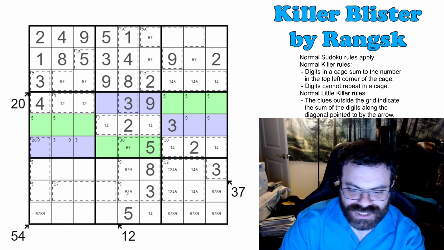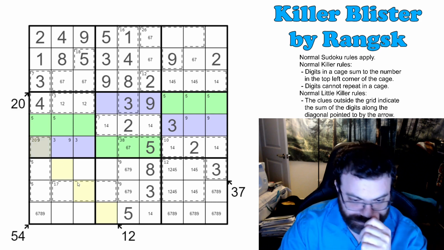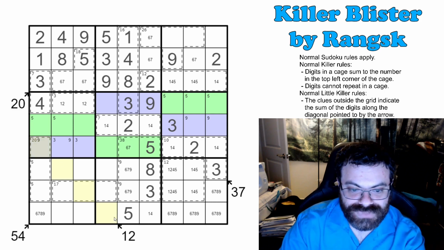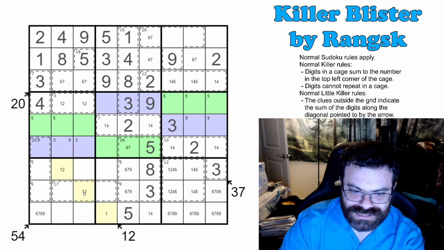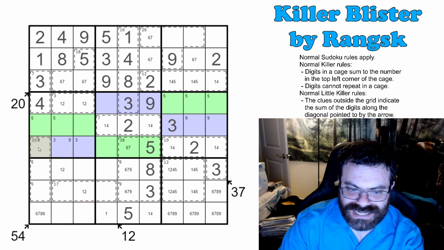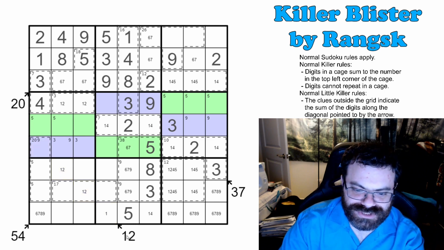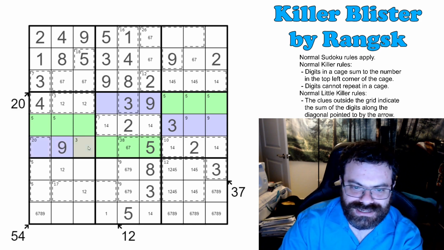And so the next thing we're going to look at is this 12 sum, this diagonal little killer. And so let's look at the minimums first. So this is minimum 1, and this is minimum 1, 2. So if we think about that, this is minimum 4, and so the maximum I can put in this cell to preserve the 12 sum would be 8, because 8 plus 4 is 12. And so that means the 9 isn't possible. So now there's only one spot for the 9 and now one spot for the 3.